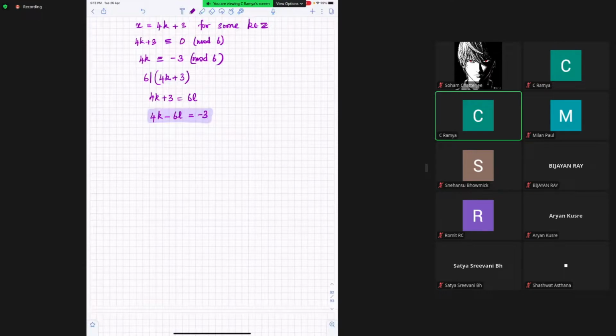By this theorem that we had seen, for ax plus by equal to c, for an integer solution to exist, we know that the GCD of a and b should divide c, right? So what is the GCD of 4 and 6, which is 2, right? This number does not divide 3. Right? So this implies that the above system of congruences does not have a solution.